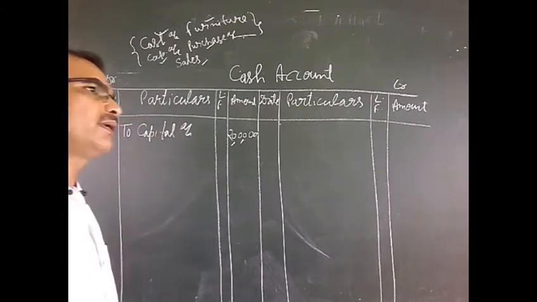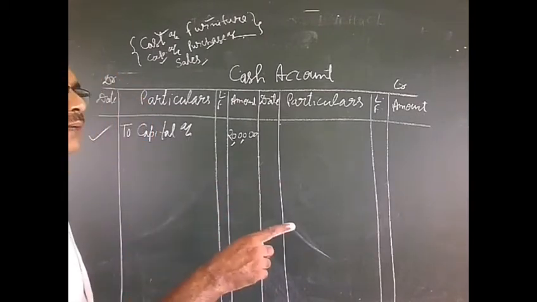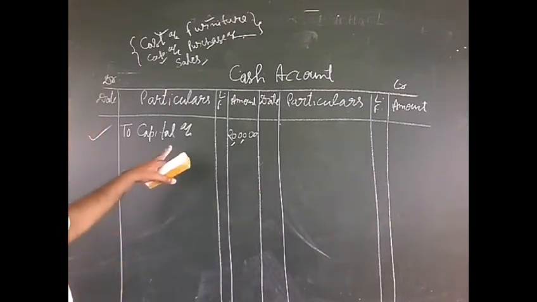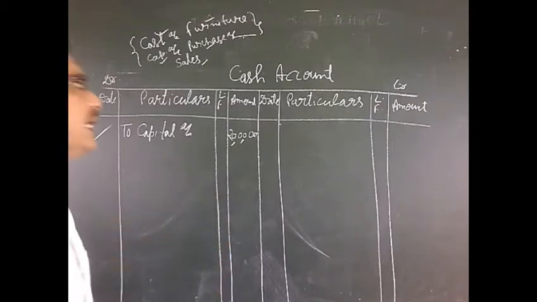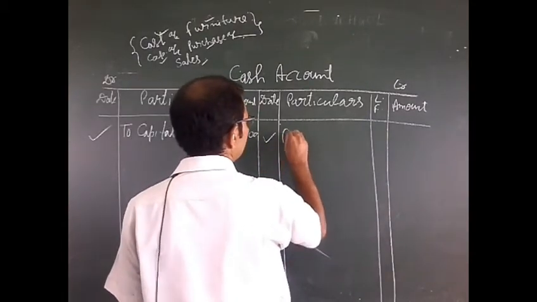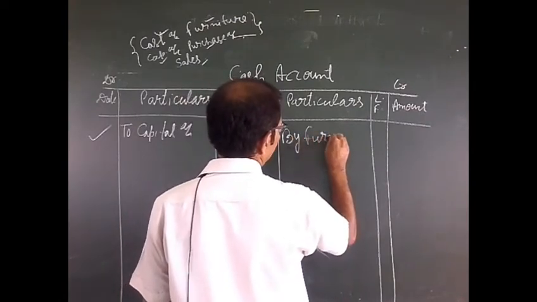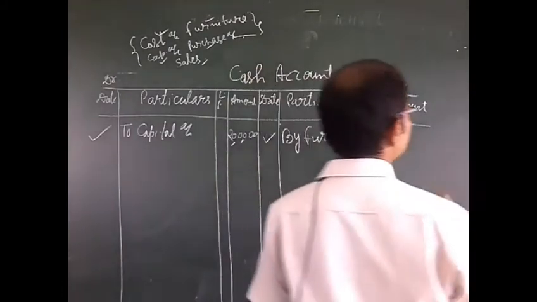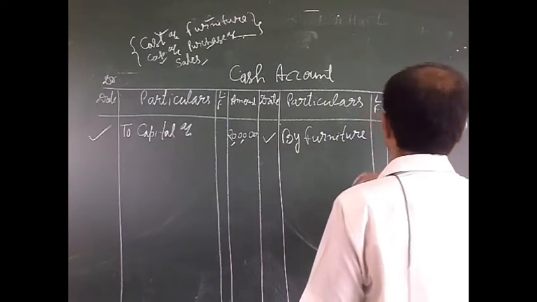Now we will see the next entry, furniture purchase. At that time we have written furniture account debit to cash account. Furniture is another name, so we will write here furniture account, and furniture account is debited, so we will write it here on the credit side, by furniture account. We will enter the date and write by furniture account, and the amount is rupees 20,000.